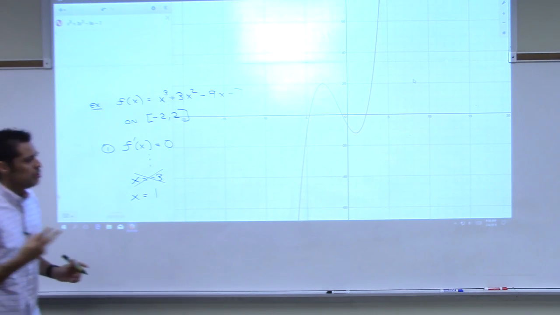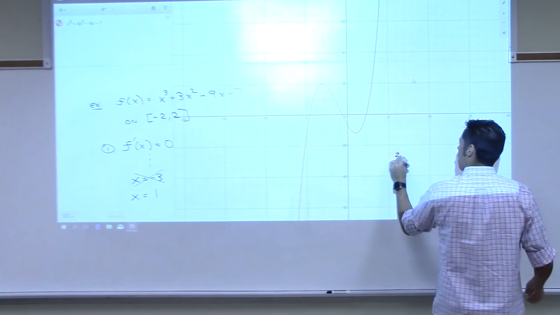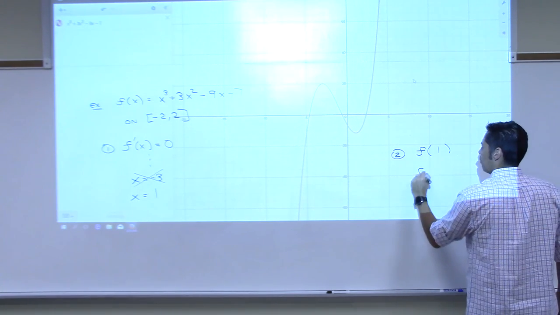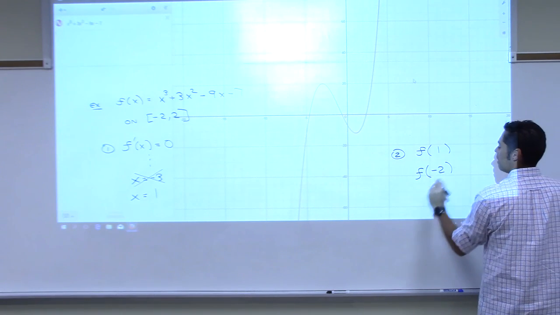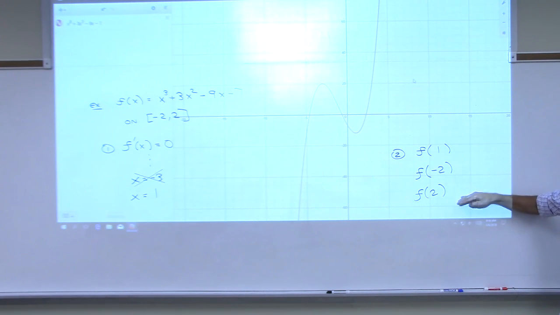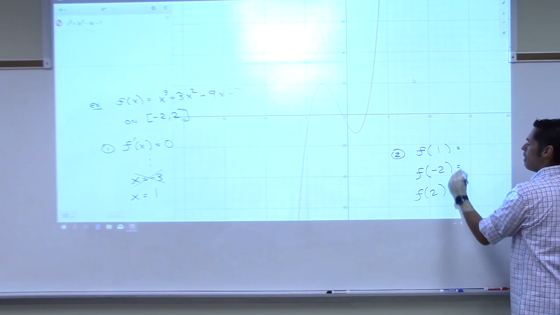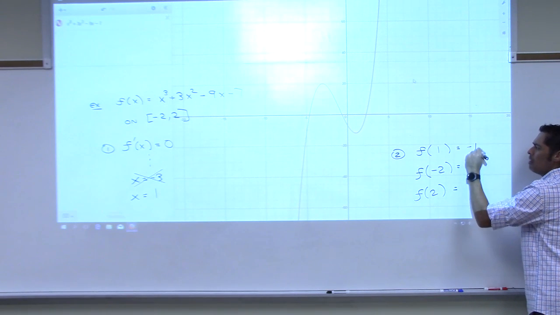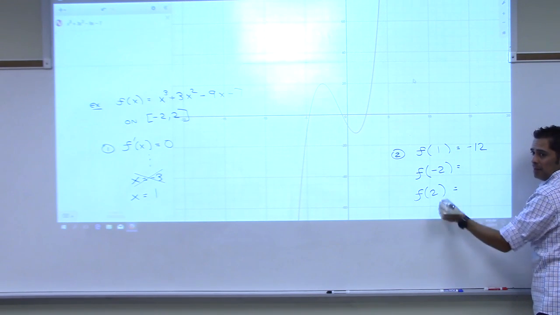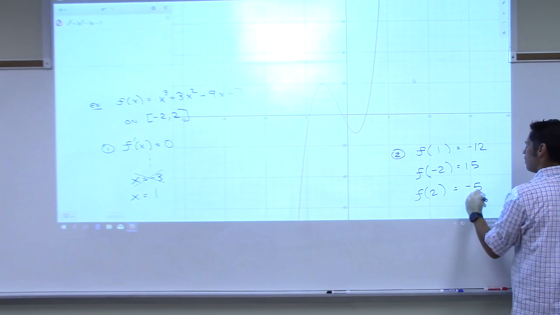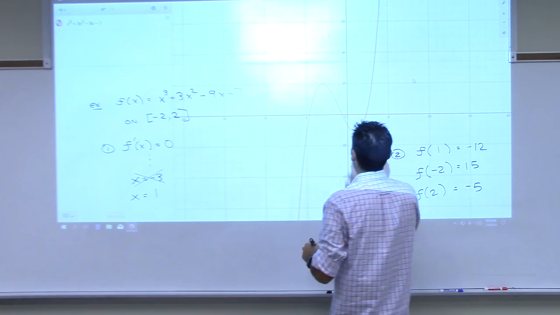So now step 2 would be to evaluate my function at what points? At 1, and then at negative 2, and at 2. So at the 2 endpoints, and at the only critical number that lived in there. And I would compare these. And we already did f of 1. What was f of 1? Negative 12. Now these we had not done, right? 15 and negative 5.